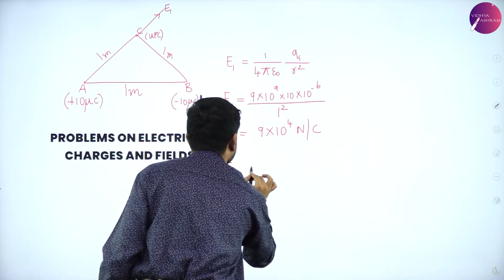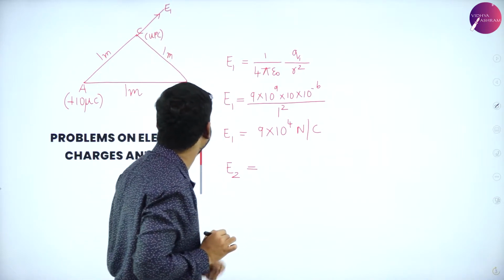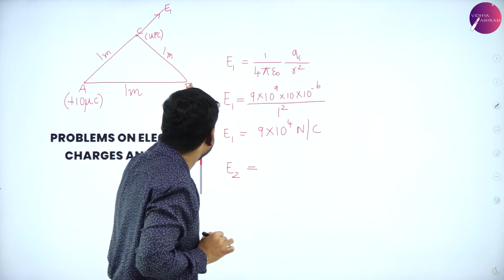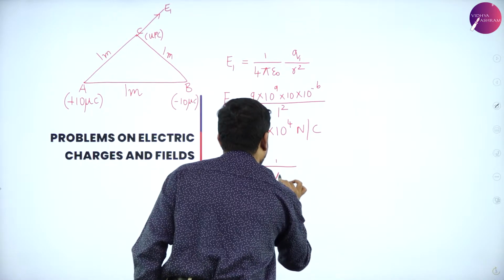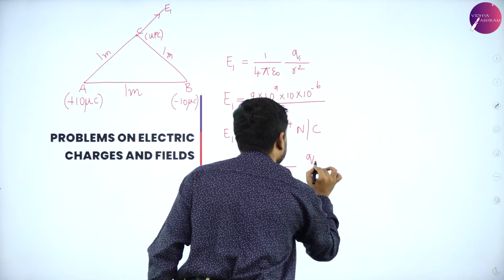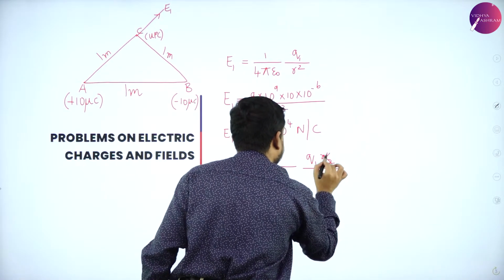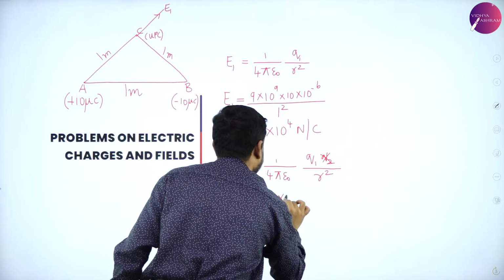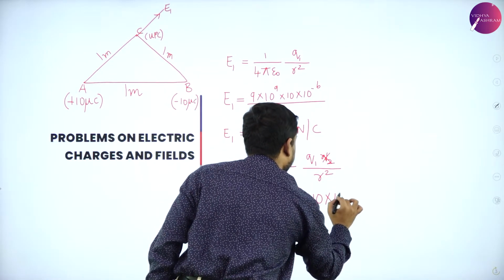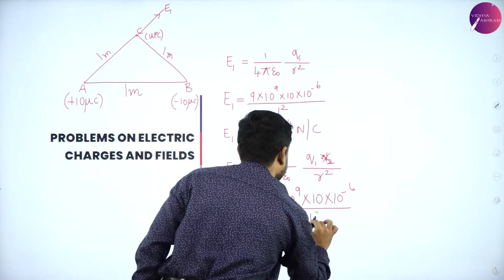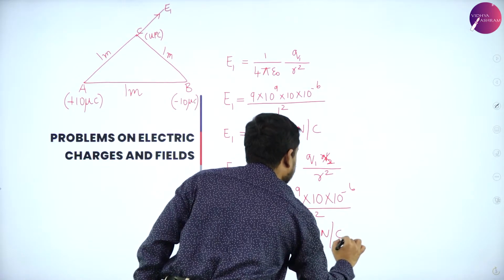Similarly, E2, electric intensity at C due to the charge at B. Again, 1 by 4 pi epsilon naught Q2 by R square, or this is negligible. 9 into 10 power 9, again 10 into 10 power minus 6, 1 square. 9 into 10 power 4 Newton per coulomb.